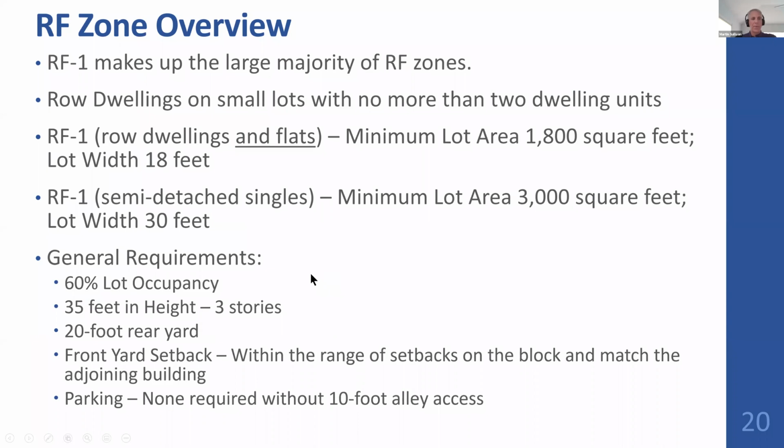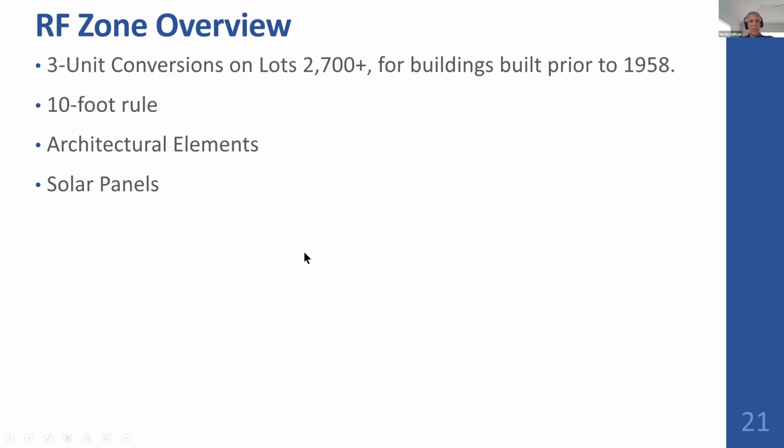Lot occupancy 60%, 35 feet in height, 3 stories. This is in contrast to the other zones, which still had a 40-foot height requirement. You can get a special exception to go to 40 feet in height, and that's typically approved. 20-foot rear yard, front yard setback, same parking requirement, 1 for every 2 units.